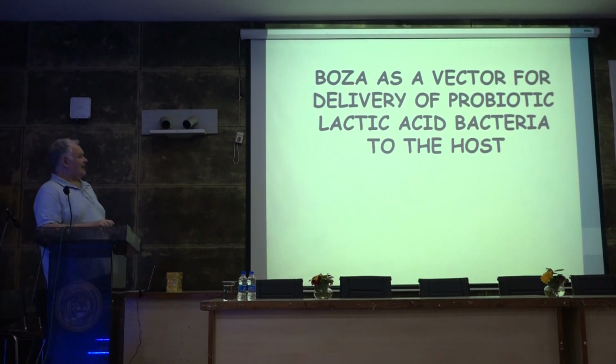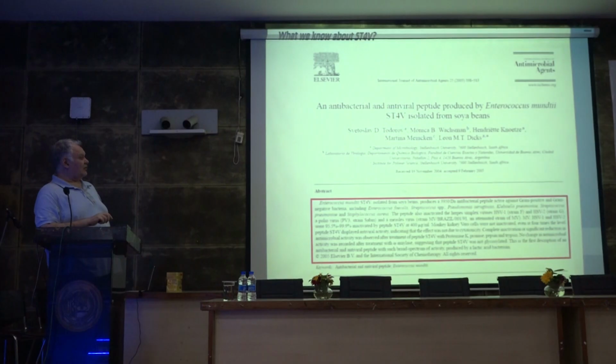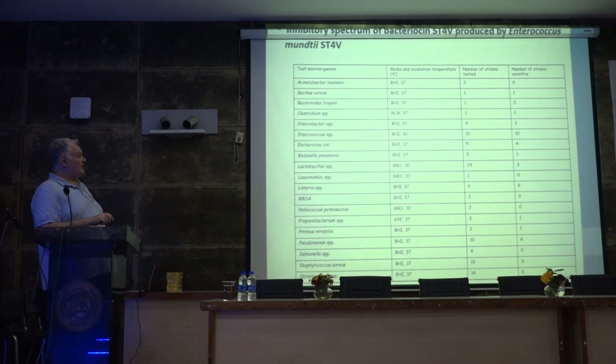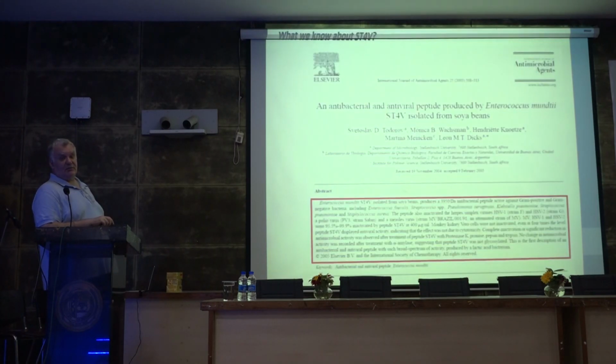Okay. Then we were using this boza, remember, I gave you this example before, as a vector for delivery of probiotic lactic bacteria to the host. In this project, we already know that the strain Enterococcus is producing antibacterial and antiviral peptides. We know it has a very strong activity against different pathogens, and we know that the strain is a very good probiotic, because we even made experiments in animals.